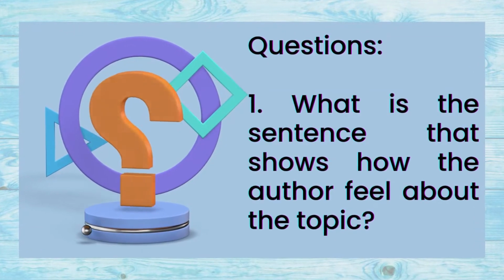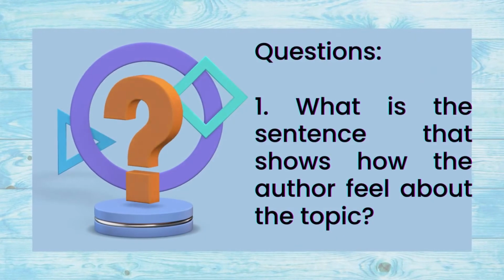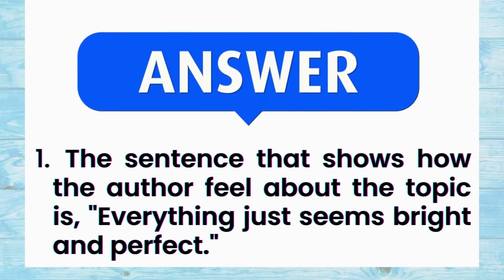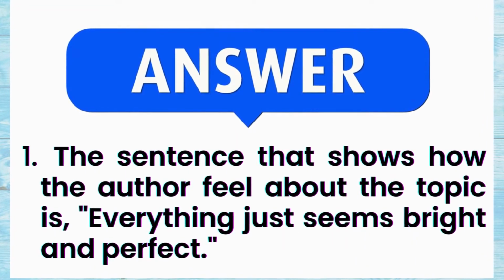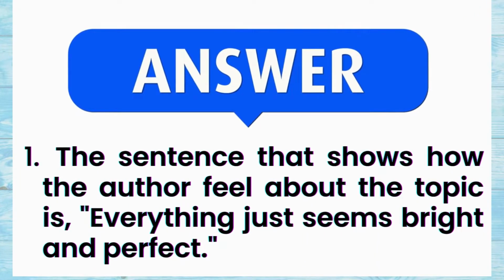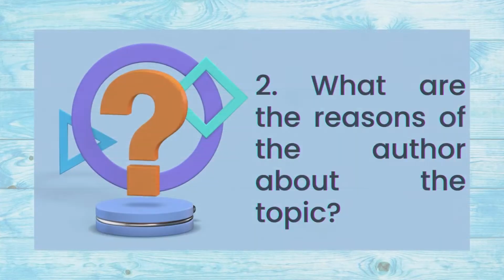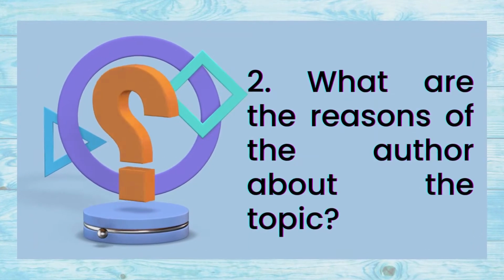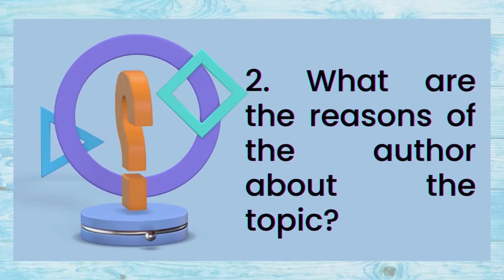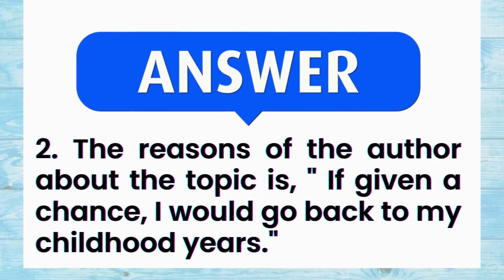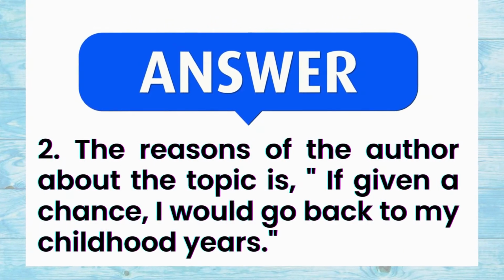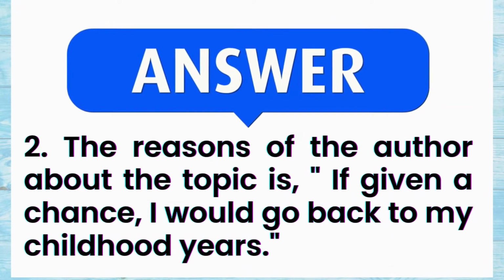Our first question is, what is the sentence that shows how the author feels about the topic? The answer is, the sentence that shows how the author feels about the topic is, everything just seems bright and perfect. All right. Number 2, what are the reasons of the author about the topic? And the answer is, the reason of the author about the topic is, if given a chance, I would go back to my childhood years. So this is our answer number 2.